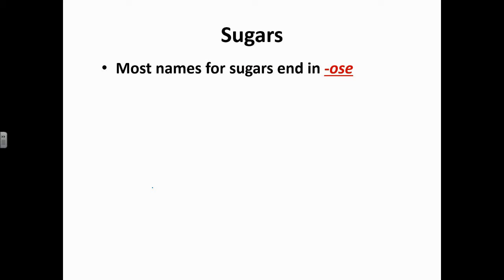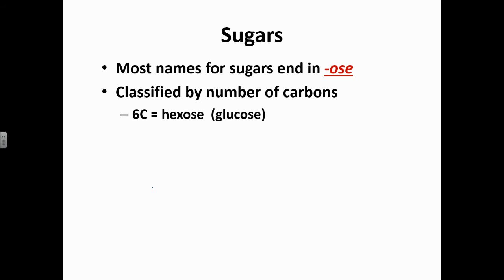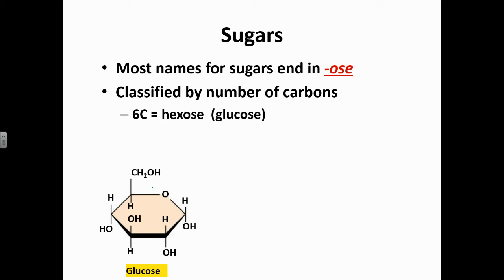Most names for sugars end in OSE, and they are classified by the number of carbon atoms within that molecule. For example, if a molecule has 6 carbons, it's referred to as a hexose sugar, and an example is glucose. So if we take a look at your glucose molecule, I can count out my 6 carbons. Here's 1. Wherever there is a point here, there's a carbon, so there's 2, here's 3, here's 4, here's 5, and here's 6. So a 6 carbon sugar, an example here is glucose.